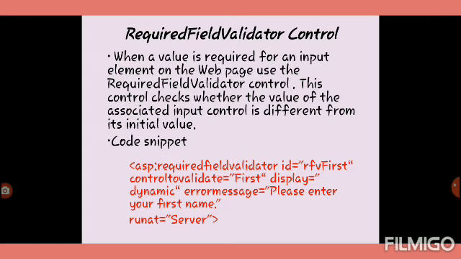And see the bottom space, this is the code snippet using which we can create the required field validator. So asp, the name of the control is RequiredFieldValidator. The ID we have given is the ID of the control, and the control to validate is first. See, the name of the control that this required field validator controls is given in ControlToValidate. Okay, then Display is Dynamic. When we give display dynamic, it will be displayed on the executed web page.